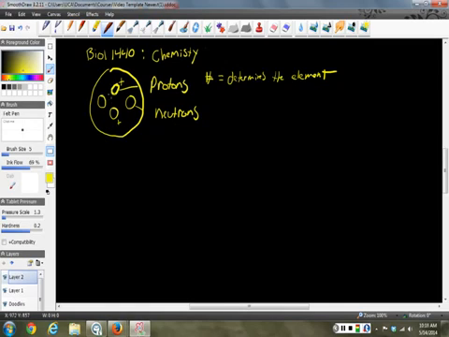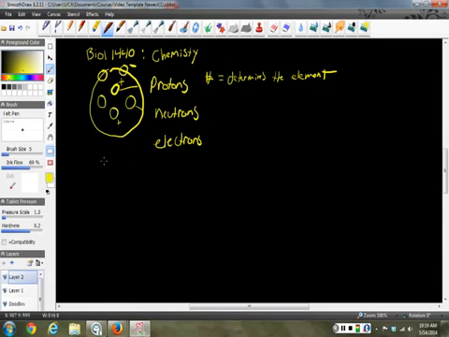So in this case we have 2 protons in this atom, so we would also then have 2 electrons, and electrons have a negative charge. So the number of electrons usually will equal the number of protons, unless we have an ion, and we'll talk about that in a moment.